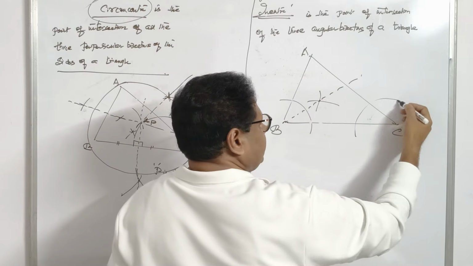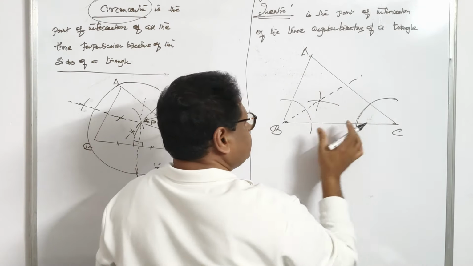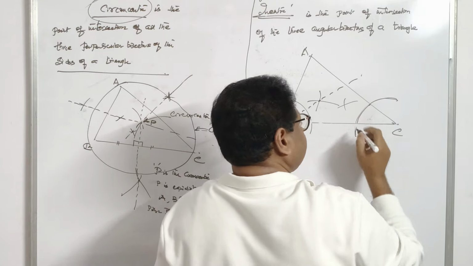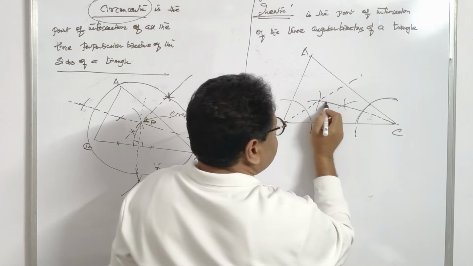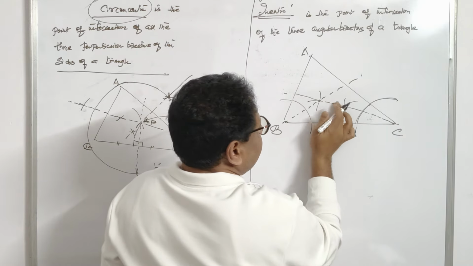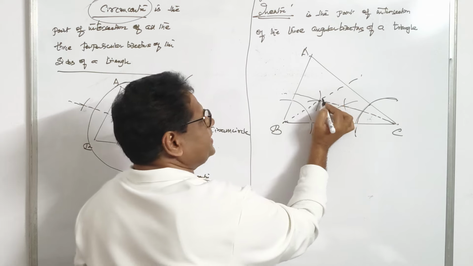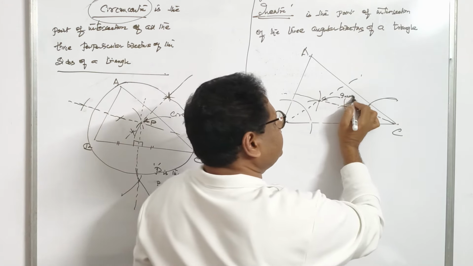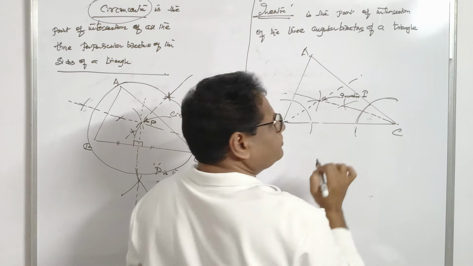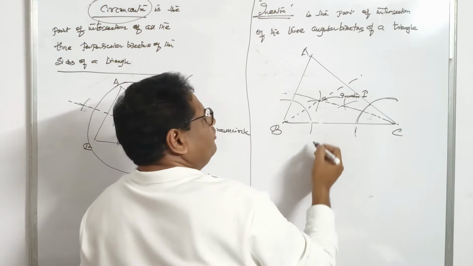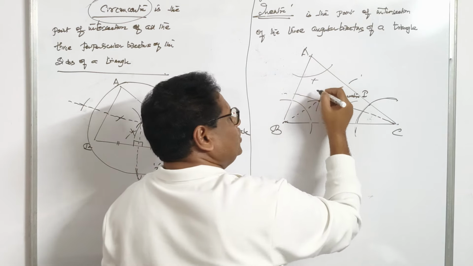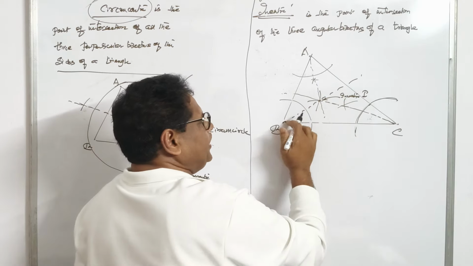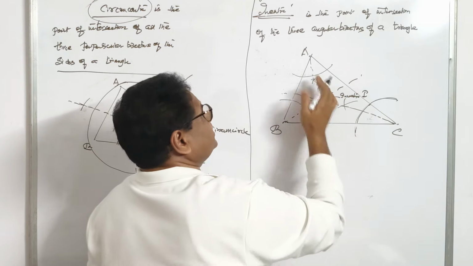Now do the same. Take a suitable radius, same as this. Draw an arc over here, bisect the angle C, and draw the angular bisector. The place where the two meet is called the incenter. Suppose I. Now, if you take the angular bisector of A also, definitely that will pass through the same point I. So the point of meeting of the three angular bisectors is the incenter.